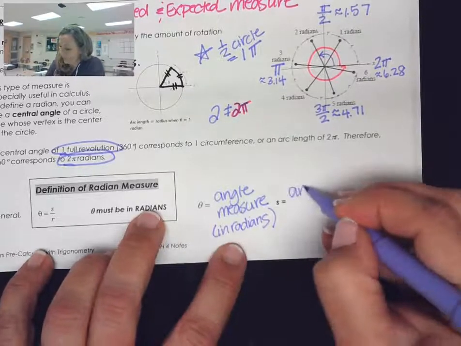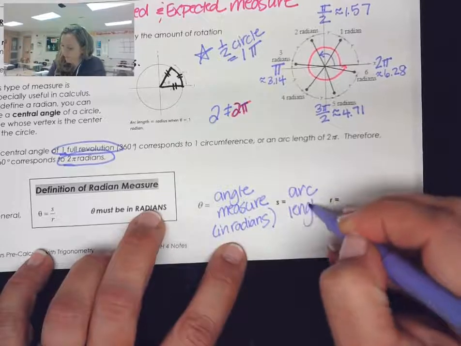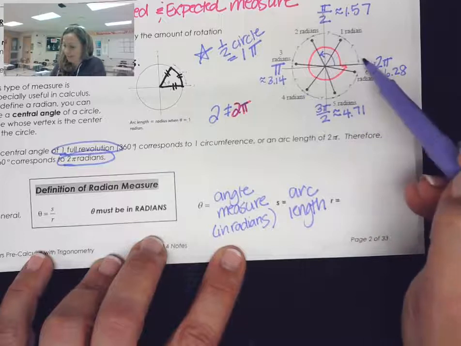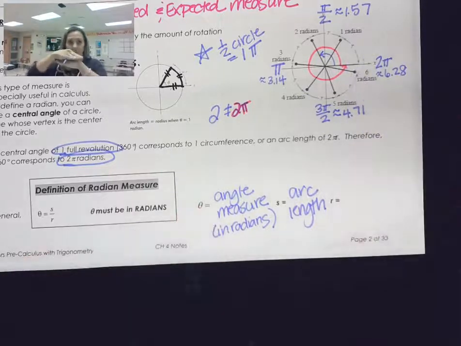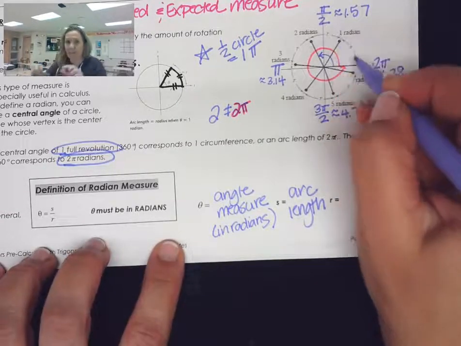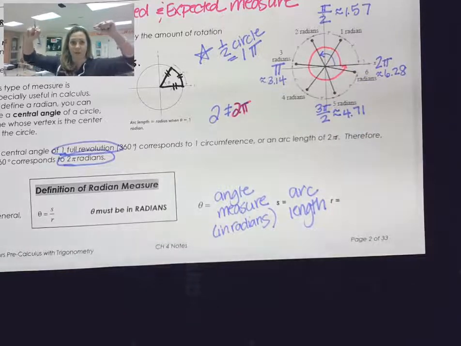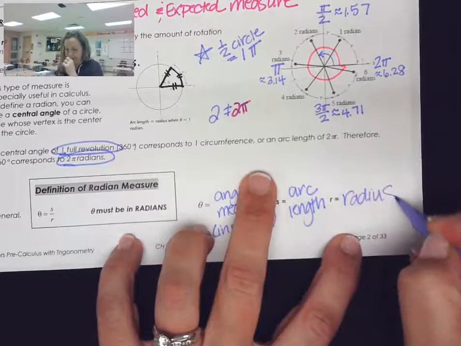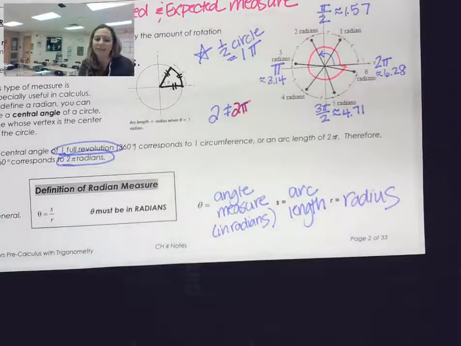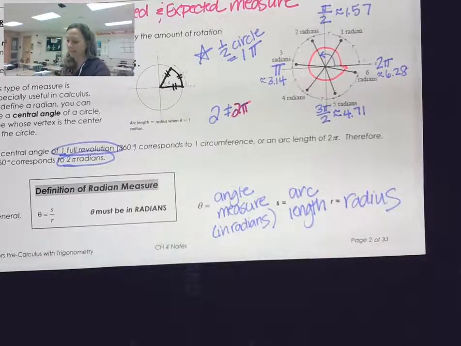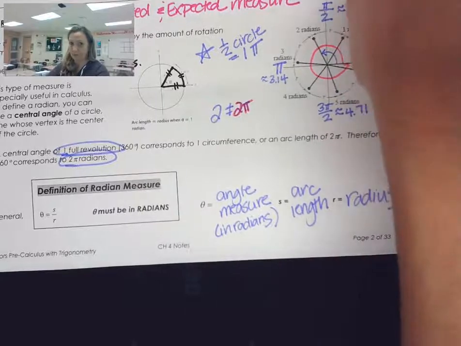S is our arc length. So S again is like how far the measurement is. Okay, so theta is like the opening, how much you're opening, the measurement of the opening. S is actually like how long it would be, like if you could take that and stretch it out, how long that would be. And R represents our radius, okay? So that's actually a definition of our radian measurement, okay? And that's what we need to be as comfortable with as possible.